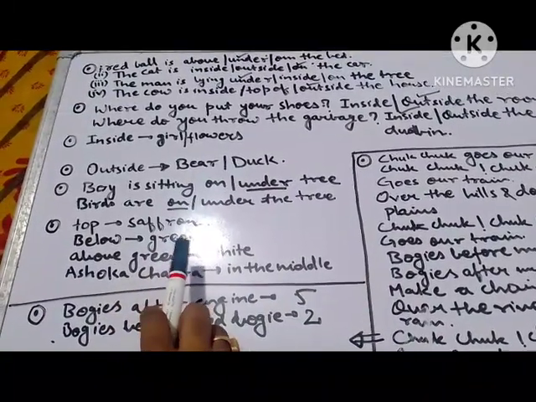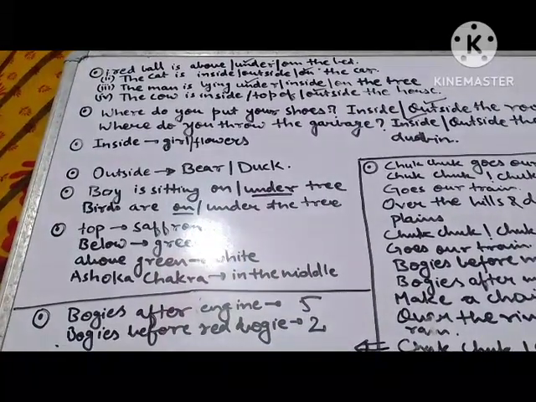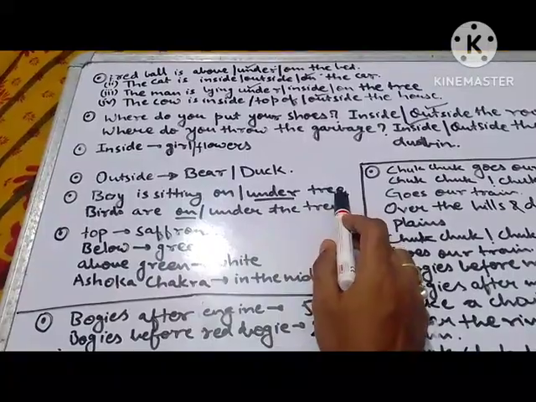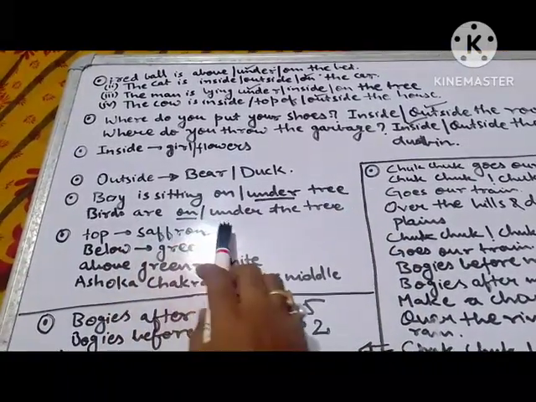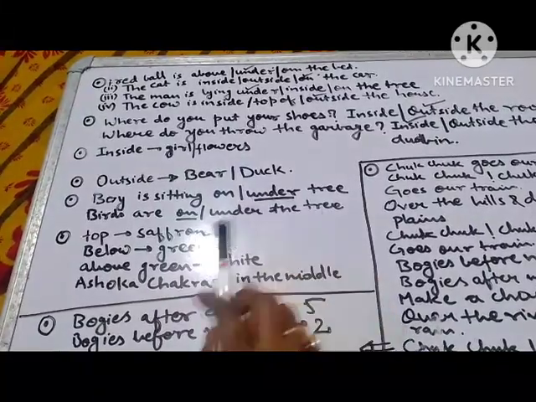Now another: is the boy sitting on or under the tree? The boy is sitting under the tree. Are the birds on or under the tree? The birds are on the tree.